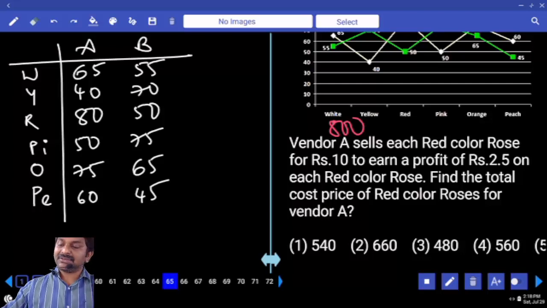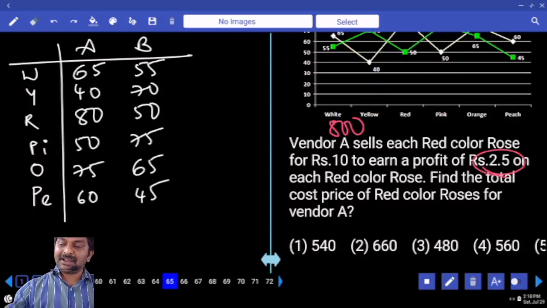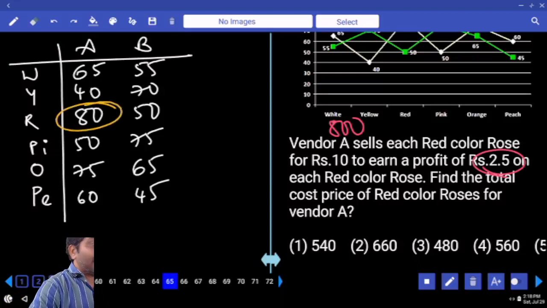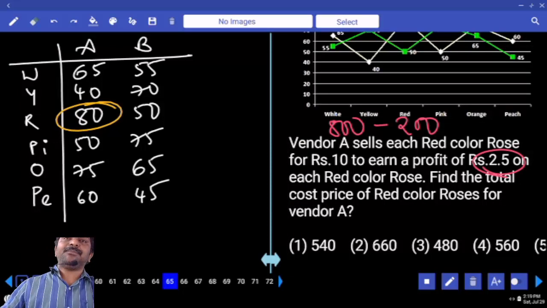800. Okay, next. And earn a profit of 2.5 rupees on each red color rose. Find the total cost price of red color roses for vendor A. He sells it at 800 rupees, right? And it is also mentioned that on each item they are making 2.5 rupees profit. Like that on how many items? If 10 is multiplied out of 80, I'll take 0 and multiply it with 2.5. That becomes 25. And here it becomes 825. That means out of 800, 200 rupees is straight profit only. If you subtract profit from selling price, you get cost price. How much is that?